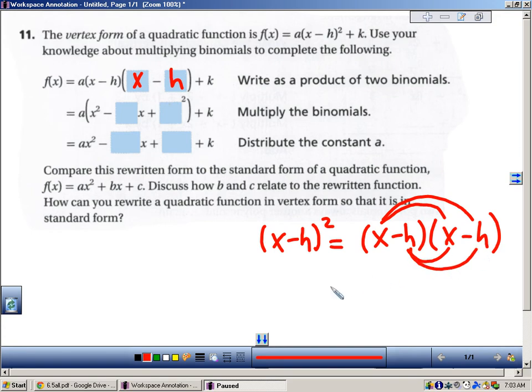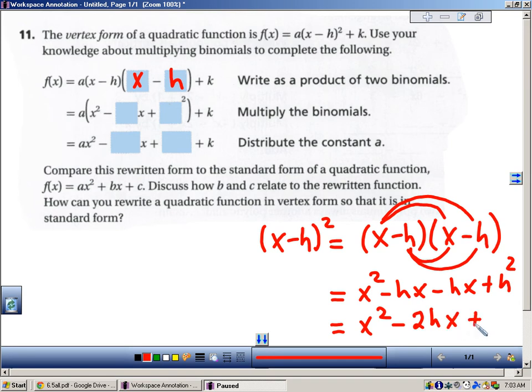So what we end up with is this, x squared. Now I'm going to do this in my head here. Well, I'll show the step. It would be negative hx. This is also the inner term, negative hx. And positive h squared, a negative times negative. Continue. It would be x squared minus 2hx plus h squared. Okay? And so those are the values that go here.